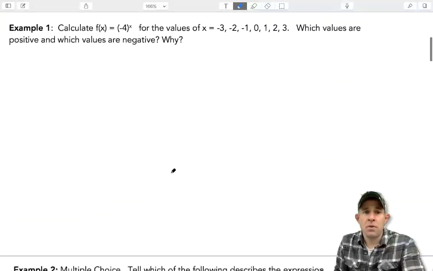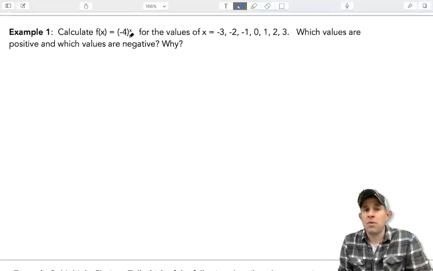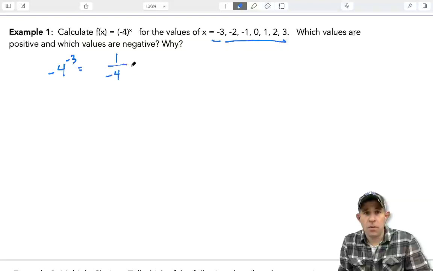So in example 1, we want to calculate negative 4 to the power of x when x takes on the values of negative 3 to positive 3. It asks which values are positive and which values are negative. So let's start by taking negative 4 to the negative 3 power. That means we have to take the reciprocal of that base, 1 over negative 4, to the positive third power. So that's going to be 1 over negative 64.